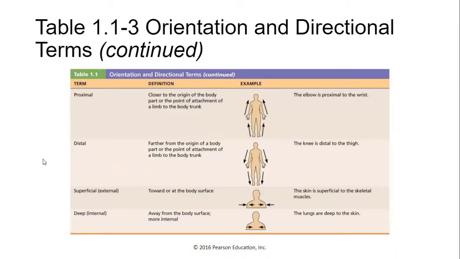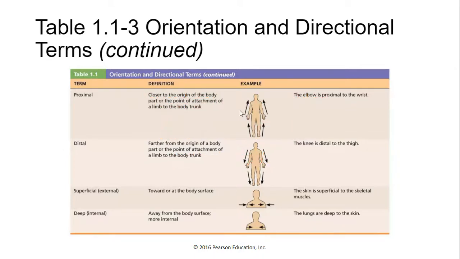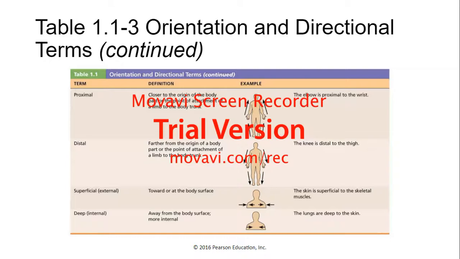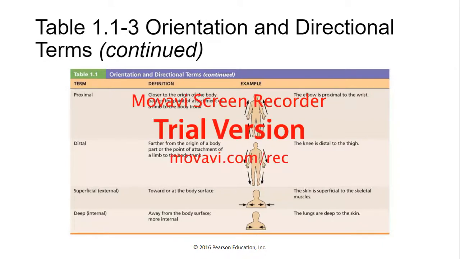All right, so here's some more terminology. So proximal is closer to the origin of the body part or the point of attachment of a limb to the body trunk. So usually you think of it as point of attachment to the body trunk. So the elbow is proximal to the wrist, okay? Whichever is closer to the origin of the body part or the attachment to the trunk, okay? And the knee is distal to the thigh. All right, distal is going to be further from the origin of a body part or the attachment to the trunk, okay? The knee is distal to the thigh. The thigh is closer to the attachment to the trunk.